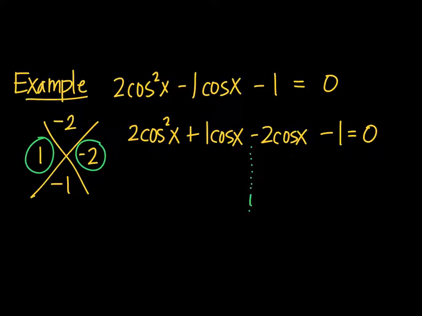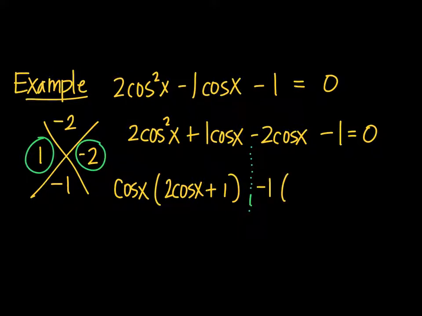All right, the front 2 parts should have something in common. Okay, a plain old cosine. If I take a plain old cosine away from 2 cosine that was already squared, what am I left with? 2 cosine x, and then plus how much? Plus 1. What about on the far side? What do they have in common? A -1. And when I take the -1 away, I'm left with 2 cosine x plus 1.